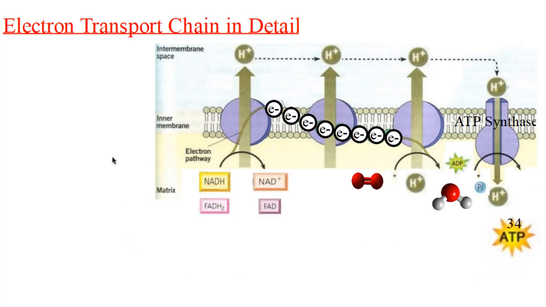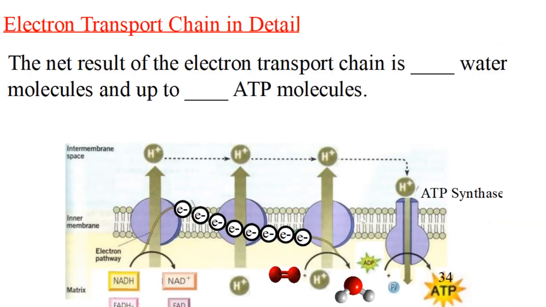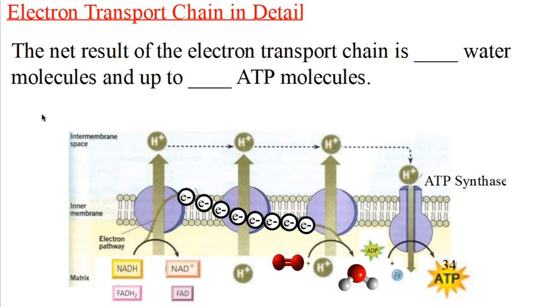which basically fuels all of your cells. And so the amazing thing about the electron transport chain in detail is the net result at the end of the day. We made 6 water molecules, 6 moles of water, and up to 34 ATP molecules, and those ATP molecules again fuel the entire cell's functioning processes. It's the powerhouse of the cell.